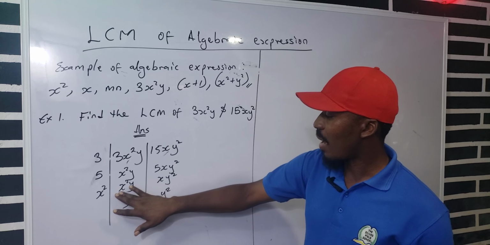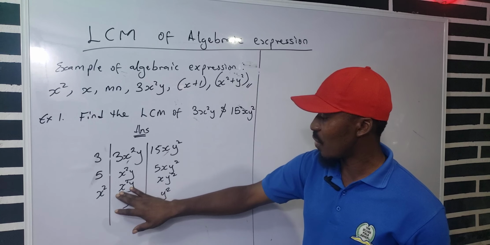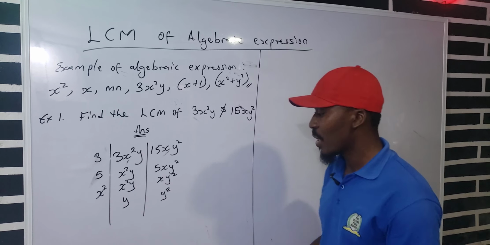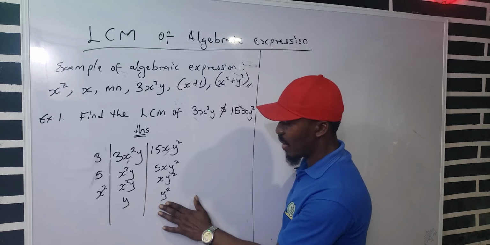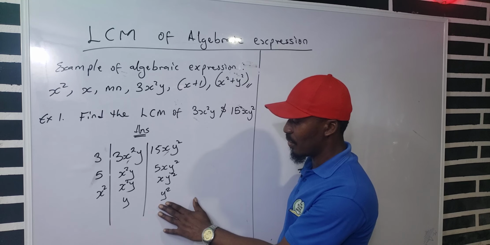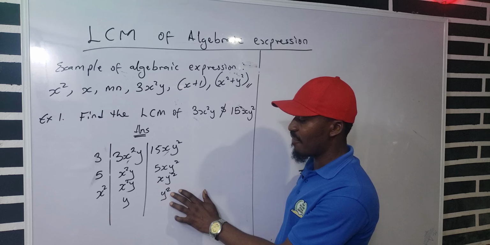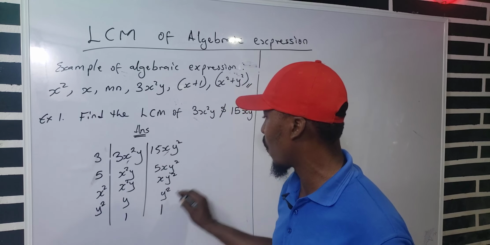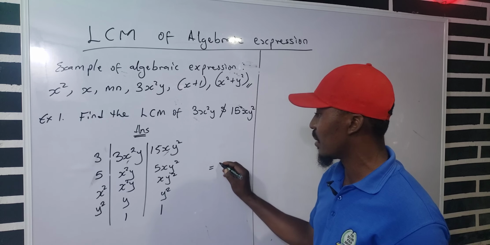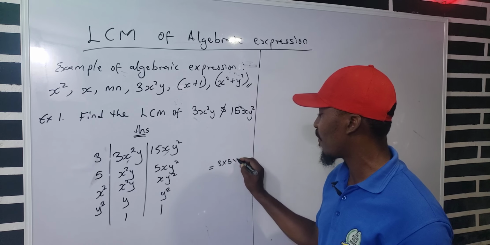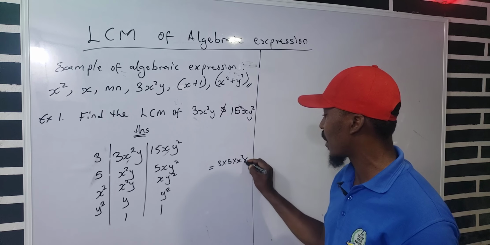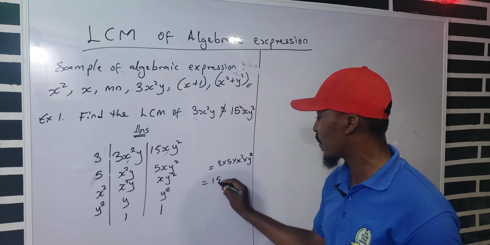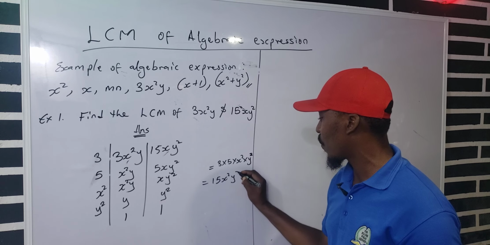So s square will go here. The s here is already covered. I have y here and y square here. The highest power of the variable y is y square, the one that has power 2, so I will go with that one. That will give me 1 and 1. So our LCM is 3 times 5 times s square times y square, which gives us 15s square y square.